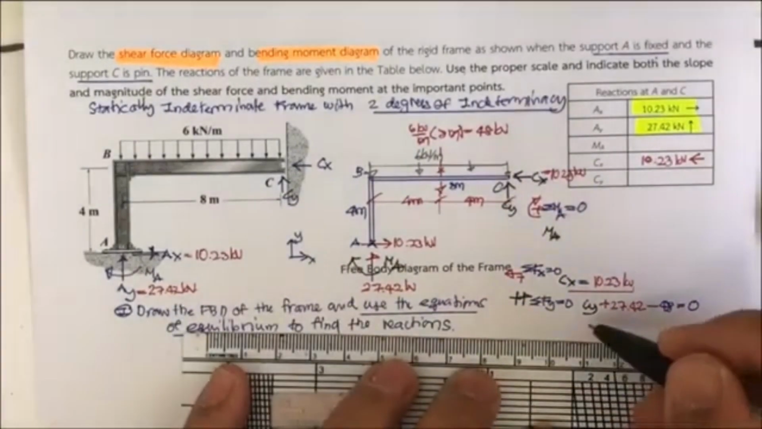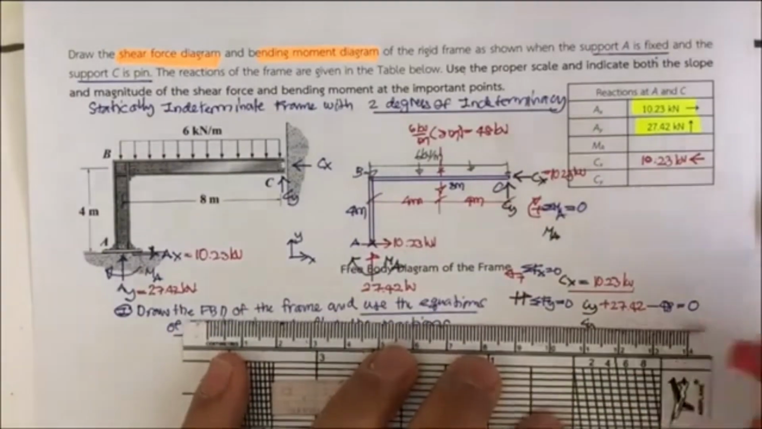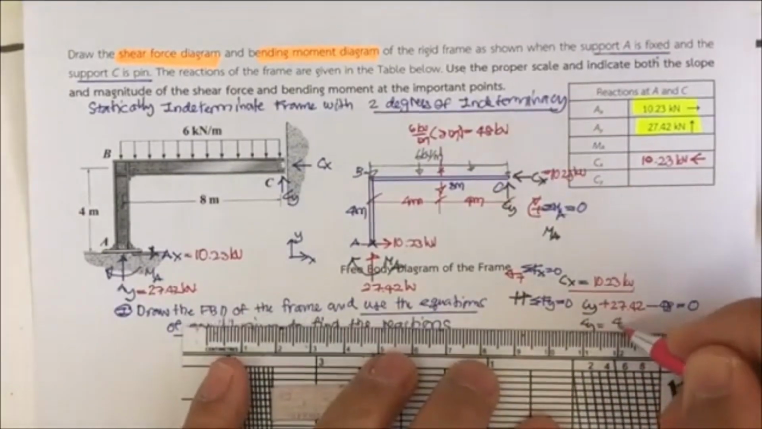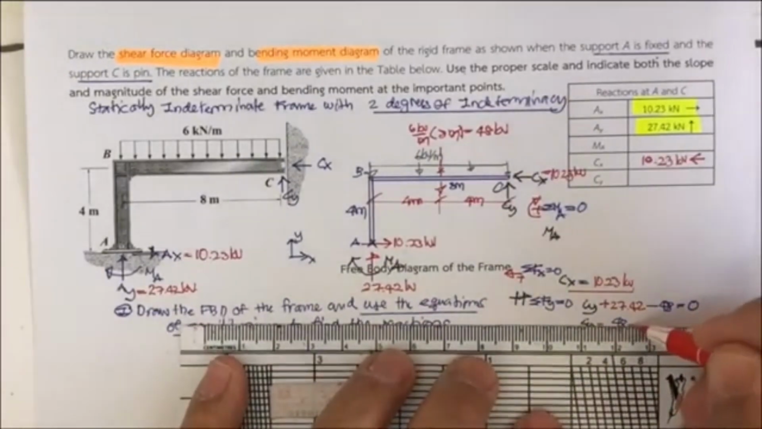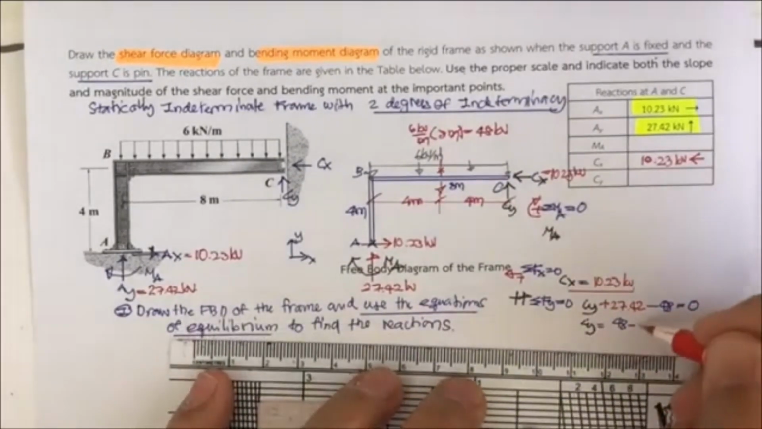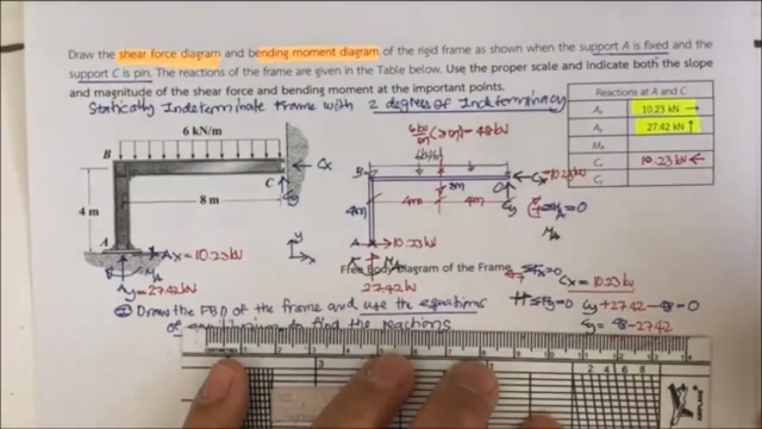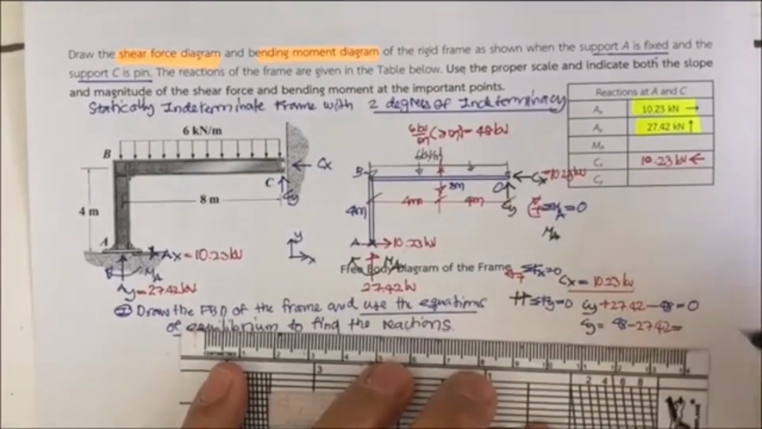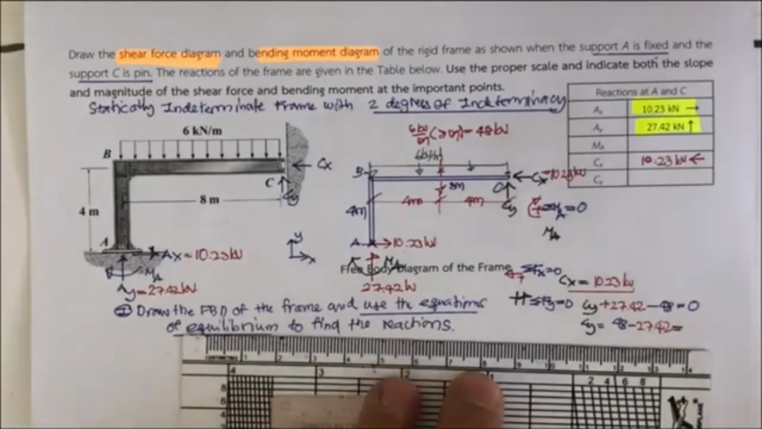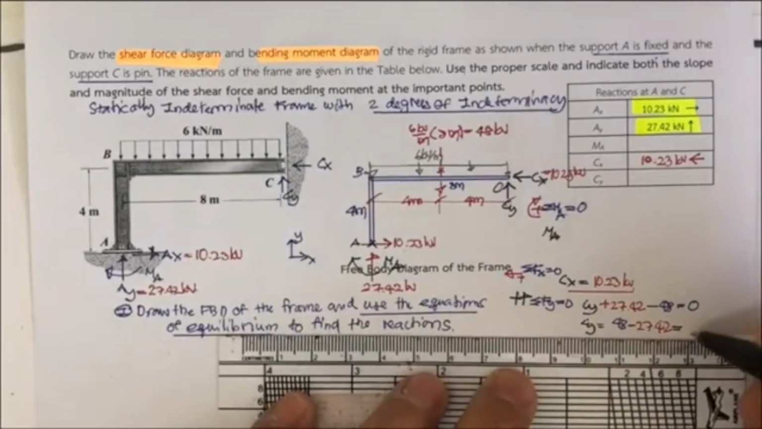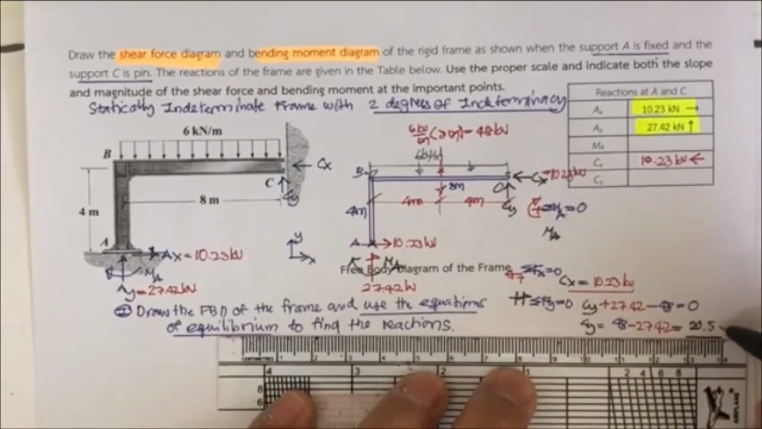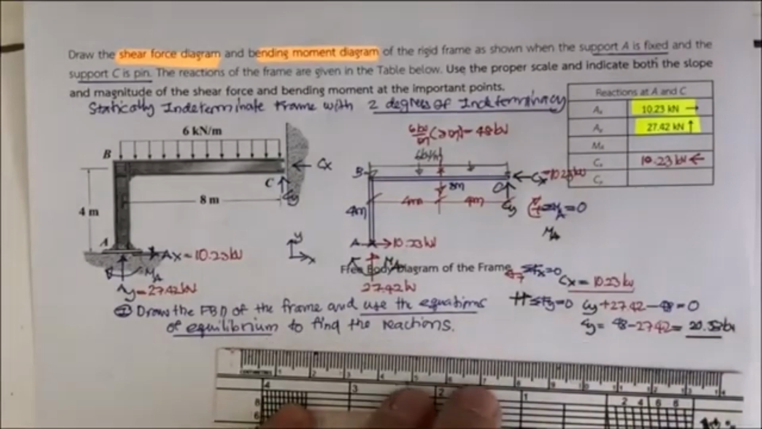And then our C sub y is going to be what? It's going to equal 48 minus 27.42. And you will get C sub y, what? You may stop the video clips and put the numbers into your calculator. You're going to get 20.58 kilonewton, if you type it.